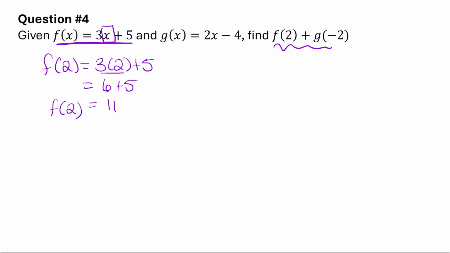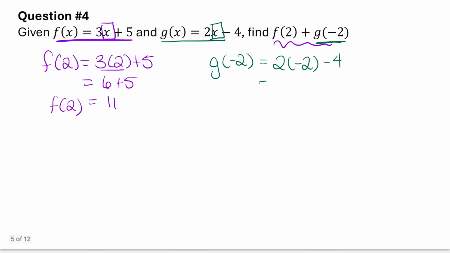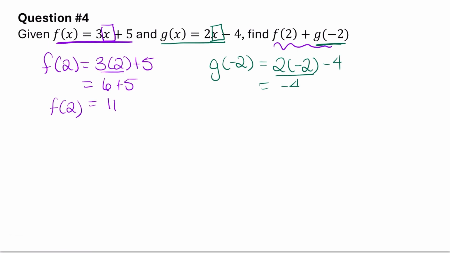Okay, now I'm going to go ahead and find this next piece, which is my g of negative 2. So I'm going to go to g of x, and I'm going to plug in negative 2 in place of x. So that means I have 2 times negative 2 minus 4. Okay, 2 times negative 2 is negative 4. Negative 4 minus 4 is negative 8. Now in the final step, all I need to do is take f of 2 and add it to g of negative 2.